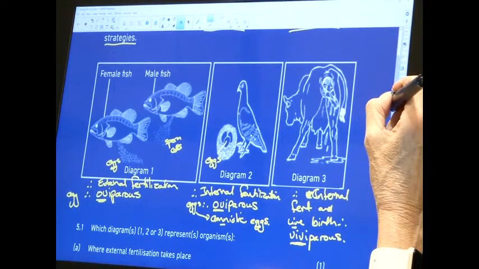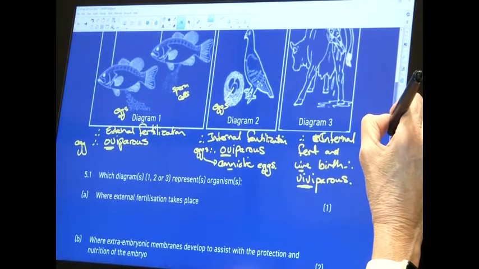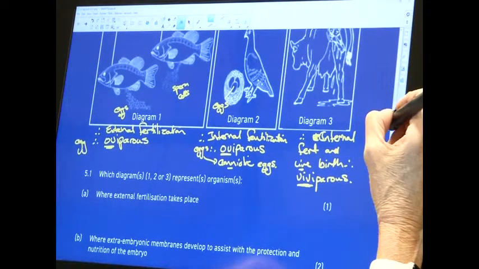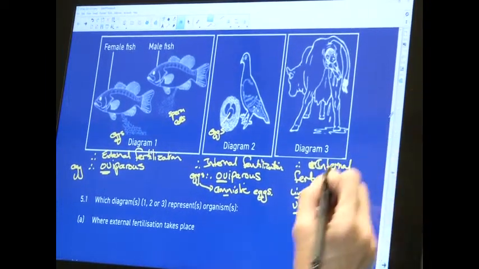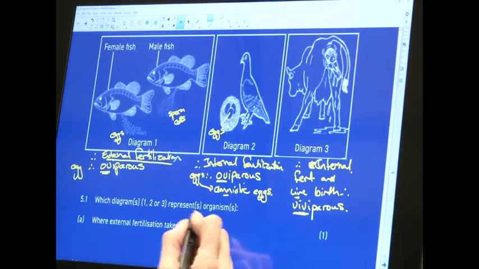All right, so let's look at our questions. Which diagrams, 1, 2, or 3, represent organisms with external fertilization? Well, here we have internal, here we have internal. This is the only place where we have external, so it's diagram 1.